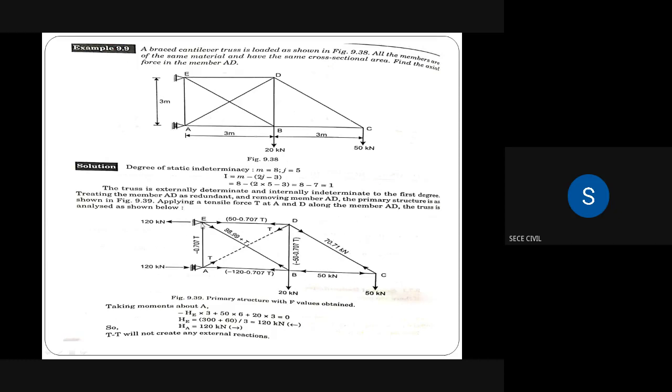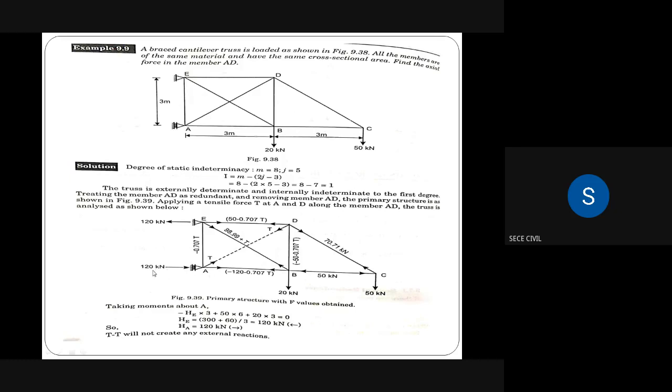At point E also, a reaction force will act because this is a support. Roller support means vertical reaction. Here the roller support is in the horizontal direction only, so a horizontal reaction will act.